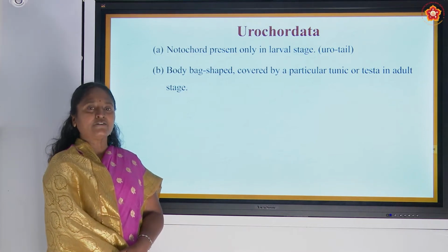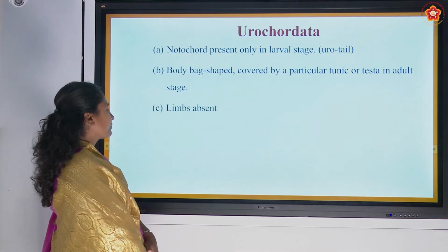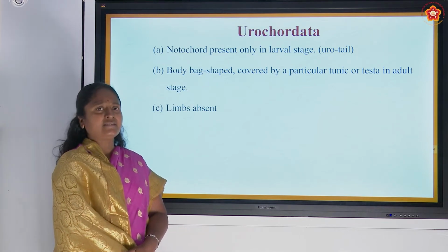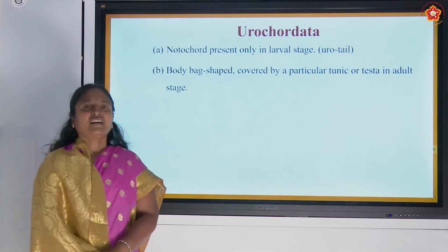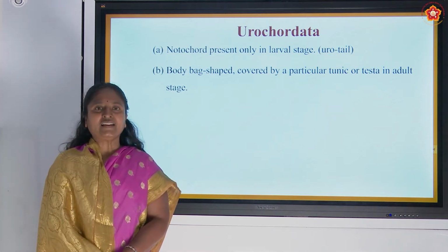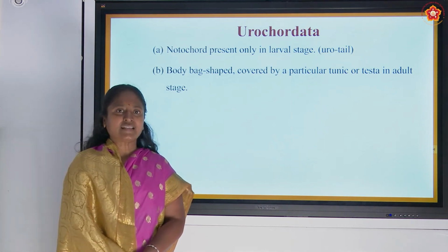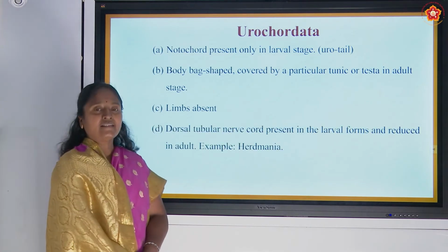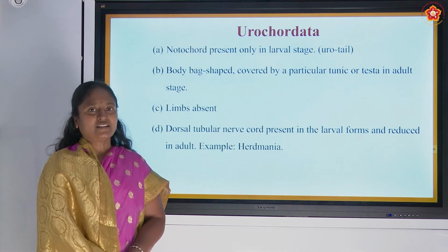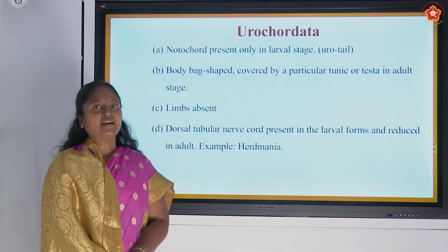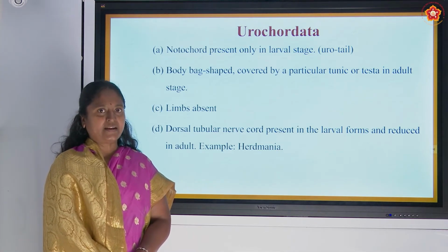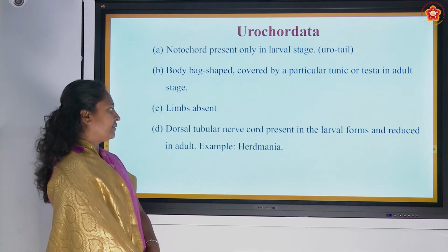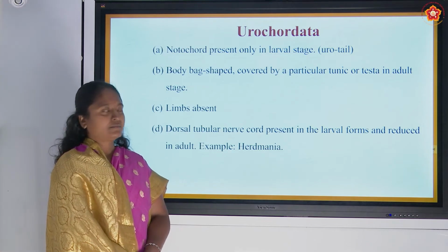Mostly the larvae are free swimming organisms and they don't have any appendages like legs and hands. These organisms won't have any limbs, so they will look like a sac. They have a dorsal tubular nerve cord which is restricted to only the larval stage. As they become adults, it diminishes. The example for this organism is Herdmania.